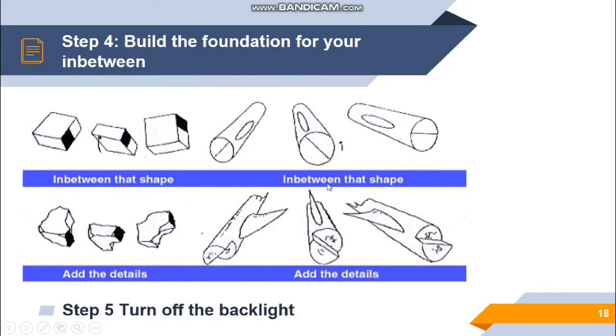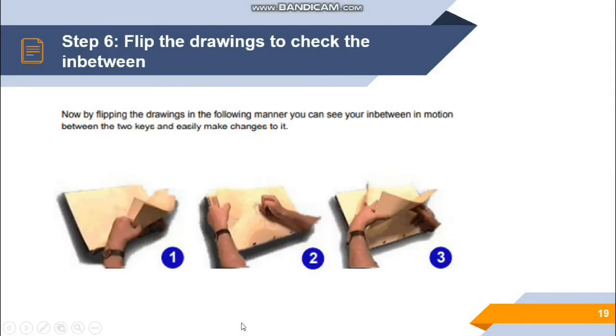Then after understanding that, we can now create an in-between that is created based on that basic shape, and then you can now add the details. So after building the foundation of the in-between, we need to turn off the backlight. After that, step 6, we're going to flip the drawing to check the in-between.